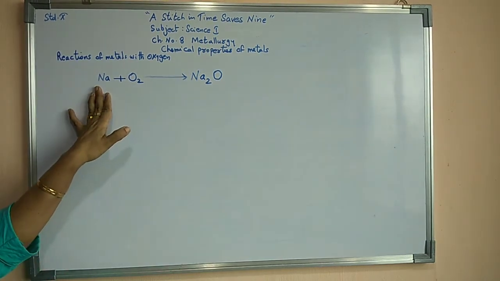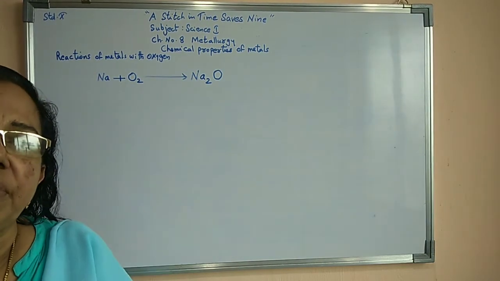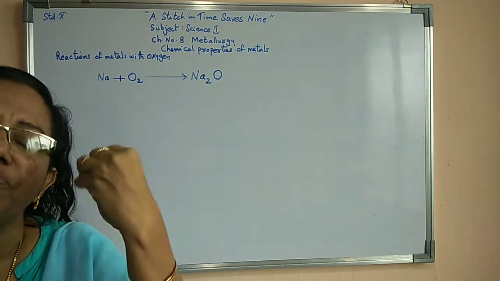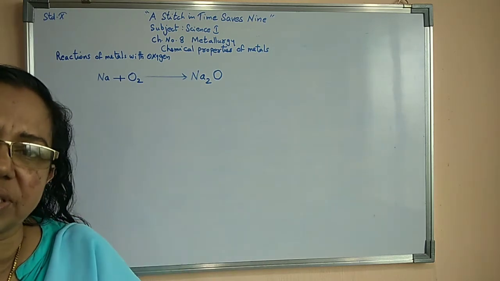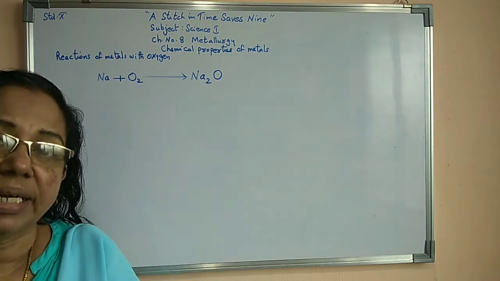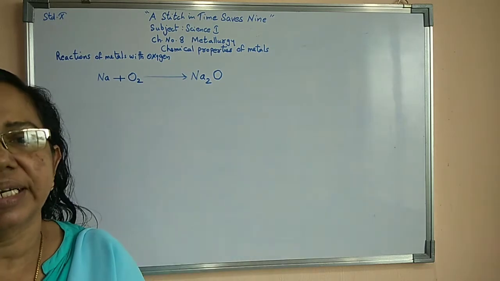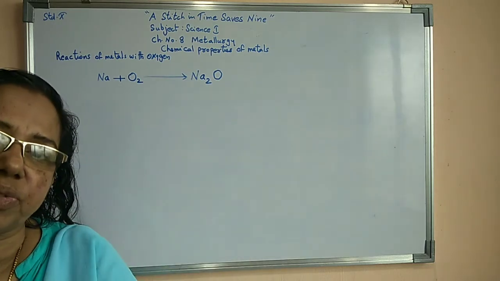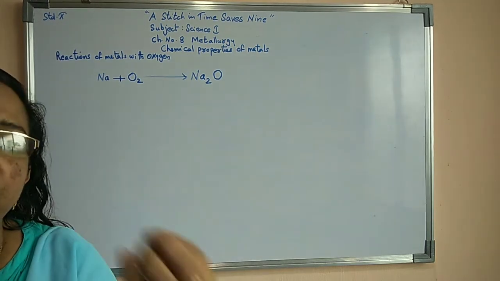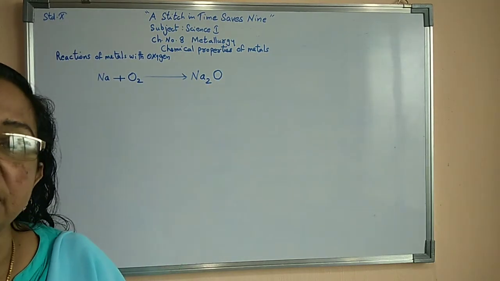So when sodium burns in oxygen, it reacts with the oxygen. Any object, if paper burns, that means it reacts with oxygen. Wood burns, it reacts with the oxygen. Similarly, here sodium burns, that means sodium reacts with the oxygen. As a result, sodium oxide is formed.